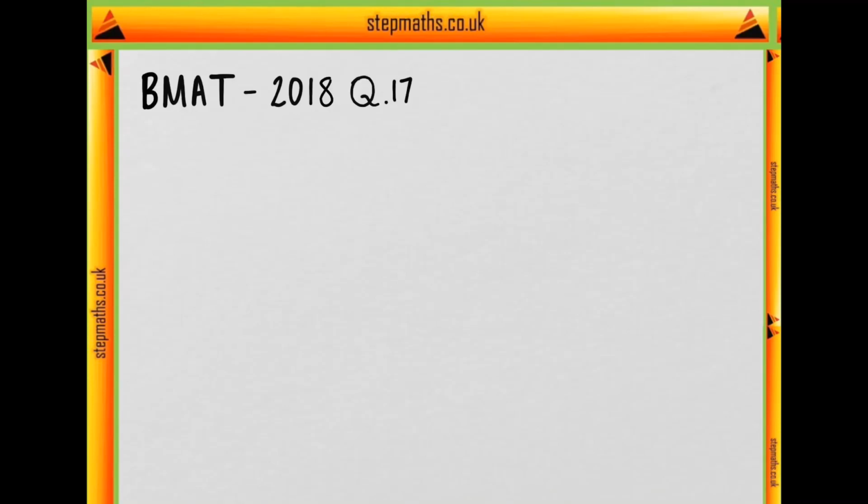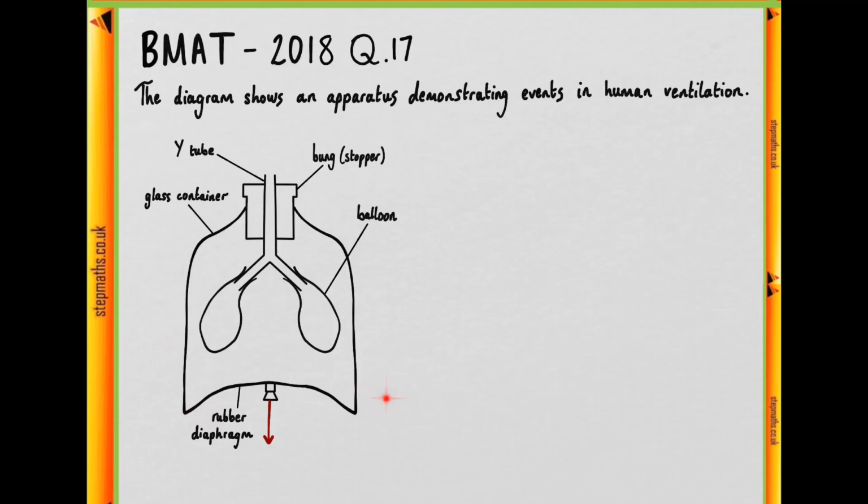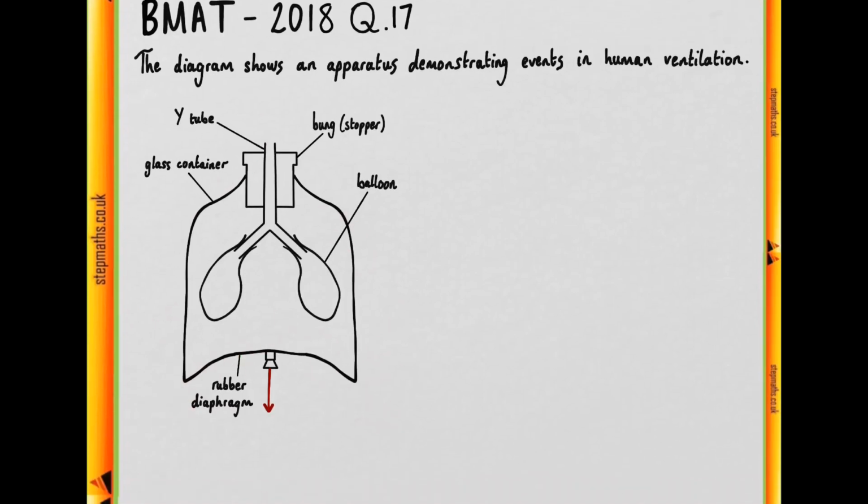In question 17, we're given the following diagram, which we're told shows an apparatus which demonstrates some of the events in human ventilation. So essentially this diagram represents the lungs. We have balloons which represent the lungs, and we have this glass container which represents the whole thoracic cavity, and it's squared off by this diaphragm at the bottom, which based on this arrow is being pulled downwards.